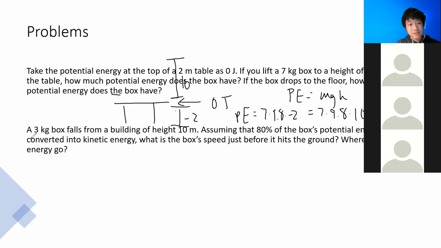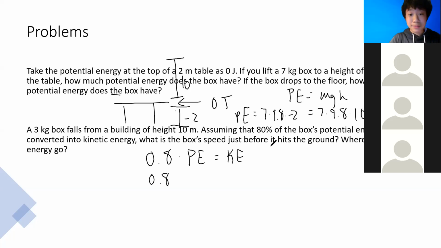Now for the second one, a 3-kilogram box falls from a building of height of 10 meters. Assuming that 80% of the box's potential energy was converted into kinetic energy, what is the box's speed just before it hits the ground? So 80% is 0.8. So 0.8 times the potential energy equals the final kinetic energy. Let's plug values in here. 0.8, remember potential energy is mgh, 3 times 9.8 times 10. Kinetic energy is 1/2 mv squared.